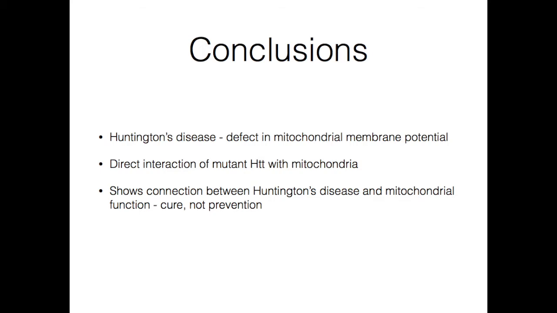What the authors ended up concluding was that Huntington's disease is associated with a defective mitochondrial membrane potential. At least part of the dysfunction in this disease can result from a direct interaction of the mutant Huntington with mitochondria. This paper shows the connection between Huntington's disease and mitochondrial dysfunction. And they used polyglutamine repeats as a means of finding the mitochondrial dysfunction, but they didn't take on the question of how the mutation happens originally. This paper would lend itself more to research for a cure than to research for prevention.